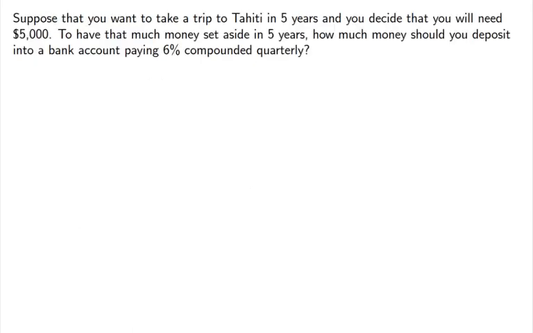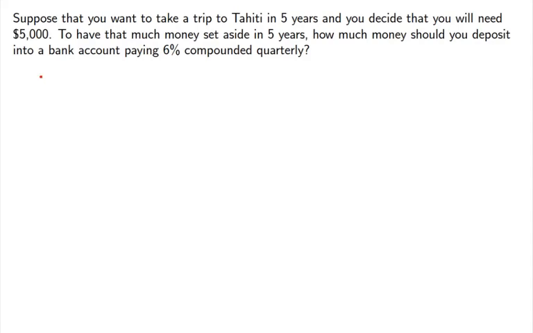Let's look at the reverse of this type of problem. So suppose we want to take a trip to Tahiti in 5 years, and we're going to need $5,000 in that 5 years. What we're going to do is set some money aside now and figure out how much money we should deposit so that after these 5 years we will have the $5,000 that we want. We'll assume that we have a 6% account that's compounded quarterly.